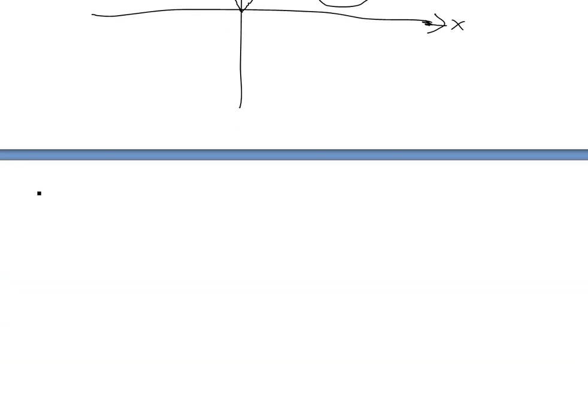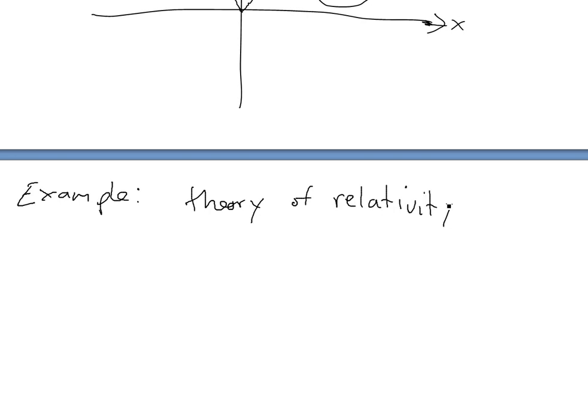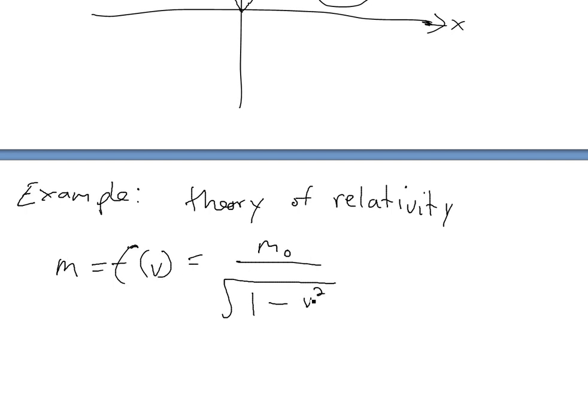Another example, example 1, is from real life. It's the theory of relativity equation. The mass of an object equals f of v, a function of velocity. It basically equals your rest mass, divided by the square root of 1 minus your velocity, v, squared, divided by c squared. This is the speed of light. This is an algebraic function.